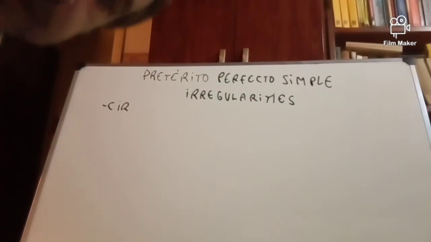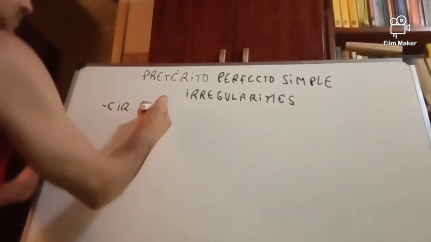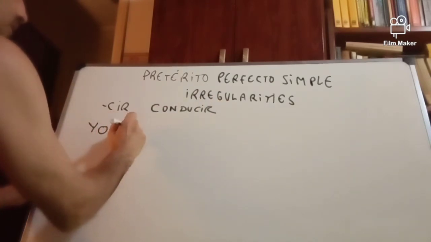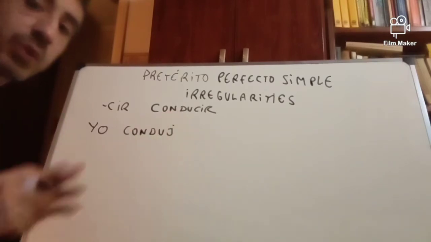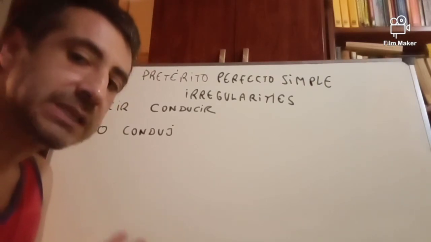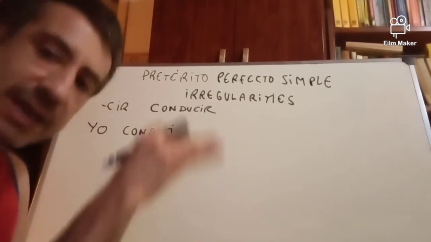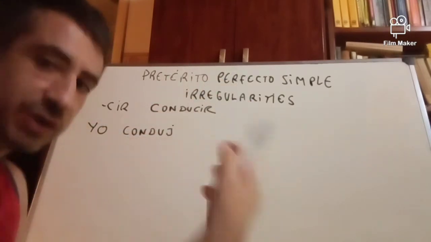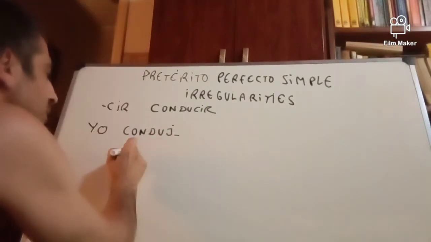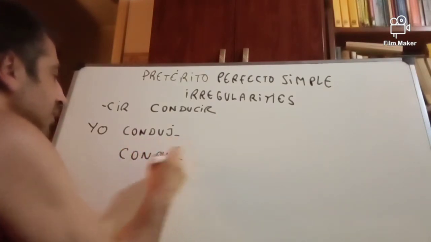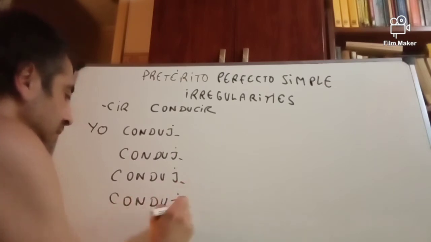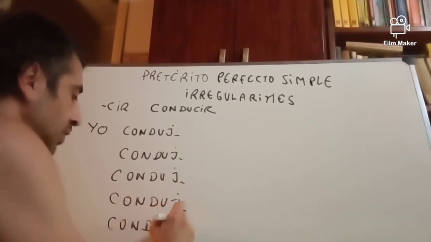Let's see. Let's see to drive or to lead, that is to say, conducir. Let's write, let's say, the new root. It's not the original root of the infinitive, of course, because it's irregular, but for practical purposes, let's use this as a root. As the specific root for the simple past or pretérito perfecto simple, and it'll be the same root in the subjunctive mood in the past. The root here is conduj. Well, as it's the root, it'll be always conduj.